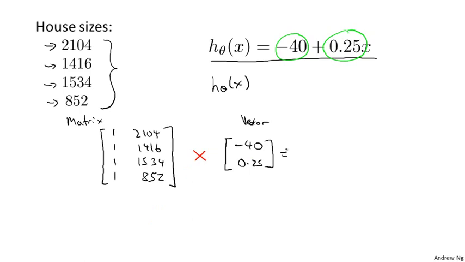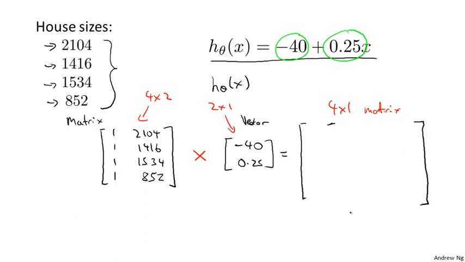So what do I get? Well, this is a 4 by 2 matrix. This is a 2 by 1 matrix. So the outcome is going to be a 4 by 1 vector. Right? So this is going to be a 4 by 1 matrix as the outcome, or really a 4-dimensional vector. So let me write in one of my 4 elements. I'm going to have 4 real numbers here.